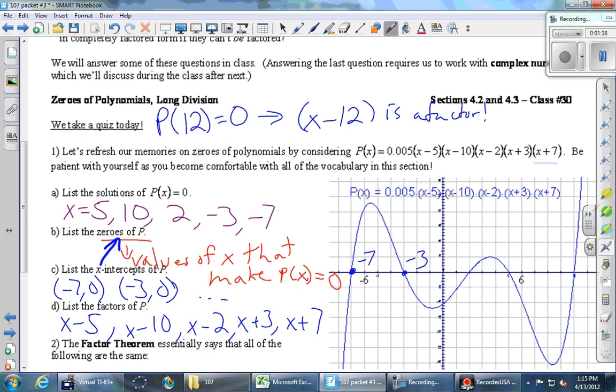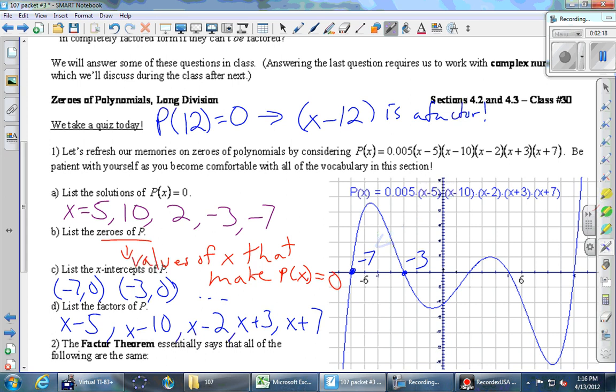Part B said find the zeros of the polynomial. Well, that's the same question. It's still asking you for values of x that make the whole thing equal to 0. And for example, x equals -7 makes the whole thing equal to 0. So we ended up with the same answer for A and B. Then we got to part C. It said list the x-intercepts. So the x-intercepts, what did we notice? They were the same numbers as we saw up above. Here is x equals 10. Over there is x equals -7. So finding the zeros is the same as finding the x-intercepts.